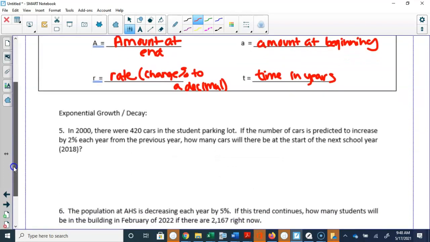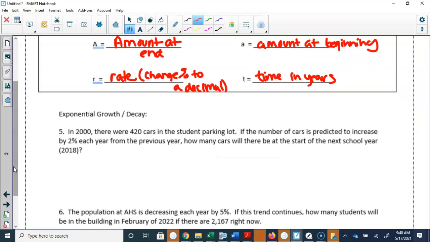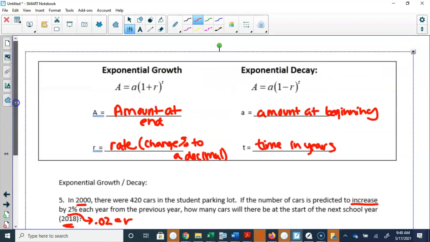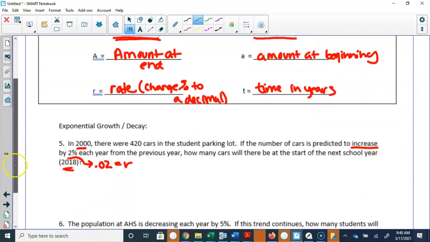Okay, let's go ahead and look. In 2000, there were 420 cars in the student parking lot. If the number of cars is predicted to increase by 2% each year from the previous year, how many cars will there be at the start of the next school year? And they're saying that's in 2018. The biggest thing here is we have to decide, are we using the exponential growth or the exponential decay formula? And we're using the exponential growth because it talks about increasing.